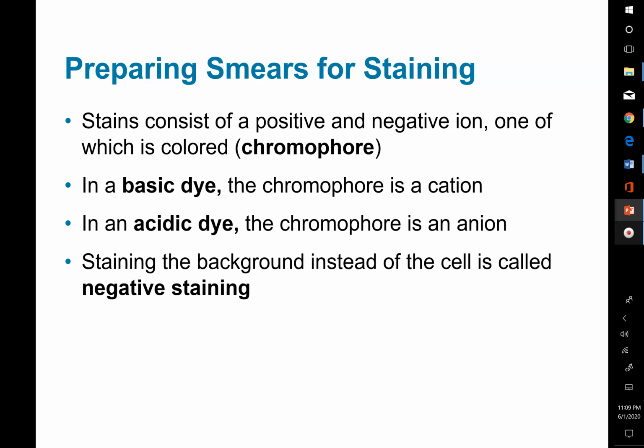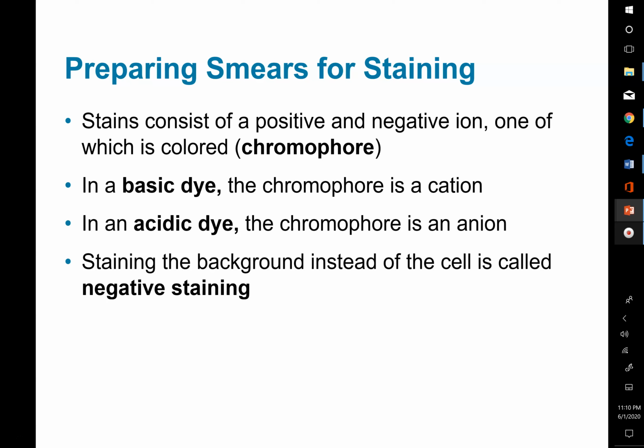So this is what's most commonly used. It's a basic dye where the chromophore, the dye basically, the stain is positively charged. It's a cation. But we do sometimes use acidic dyes, which is an anionic dye or a negatively charged dye. And that, instead of staining the bacterial cell directly, will actually stain the background, because we know that like charges repel each other. And if the stain is negatively charged and the bacteria is negatively charged, the stain cannot stick to the bacteria. It'll be repelled by the bacteria, but it will stick to the background of the slide.